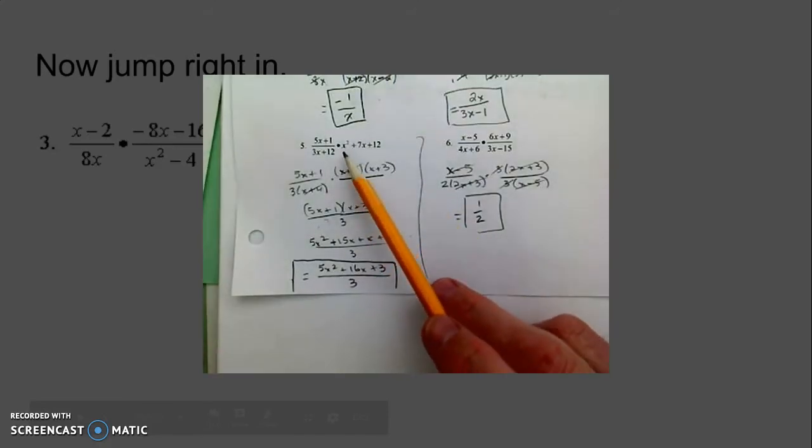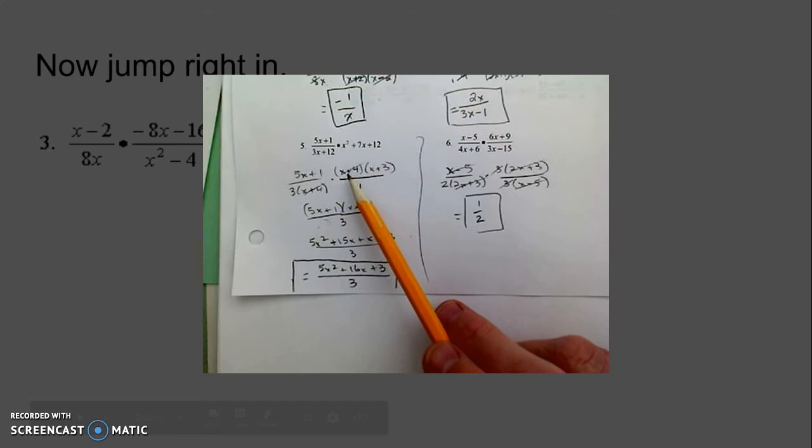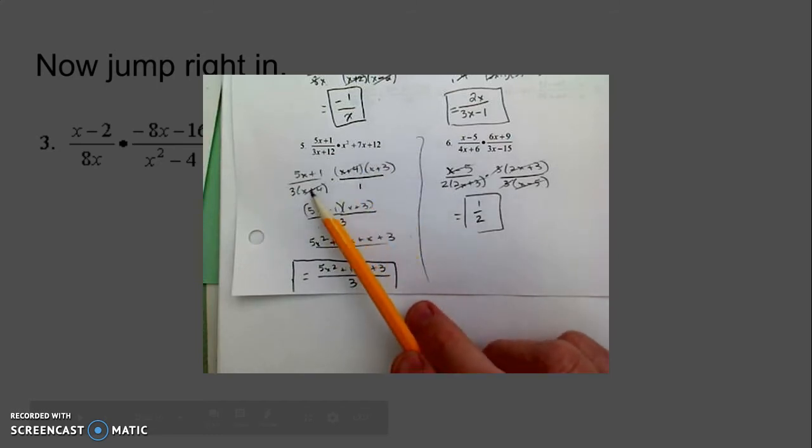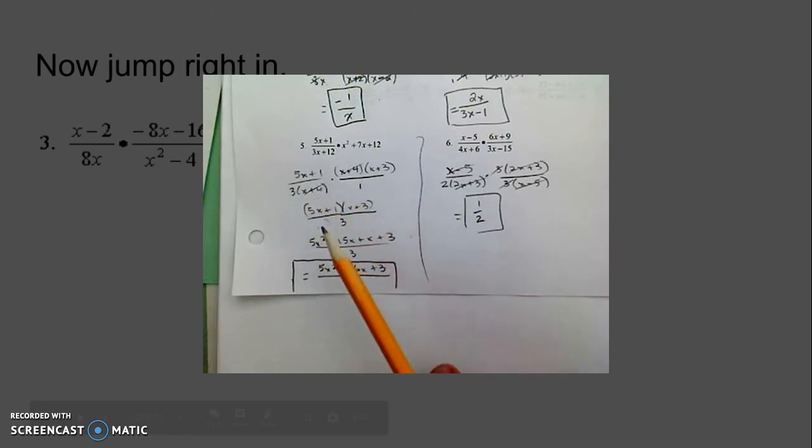So we factored x squared plus 7x plus 12 as x plus 4 times x plus 3. That meant we could divide out x plus 4 in the numerator and denominator. We multiplied out those two binomials in the numerator and got 5x squared plus 16x plus 3 over 3.